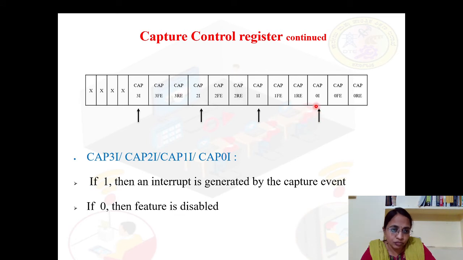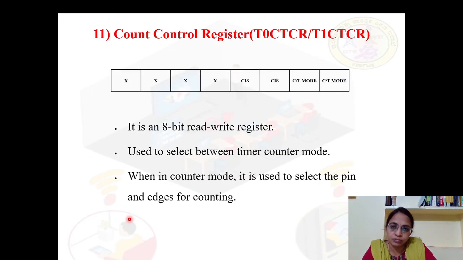The next left out bits are capture 0i, 1i, 2i, and 3i. These correspond to the 4 capture registers. When these bits are set equal to 1, what does it indicate? An interrupt will be generated by the capture event. And if this is 0, then this feature is disabled.